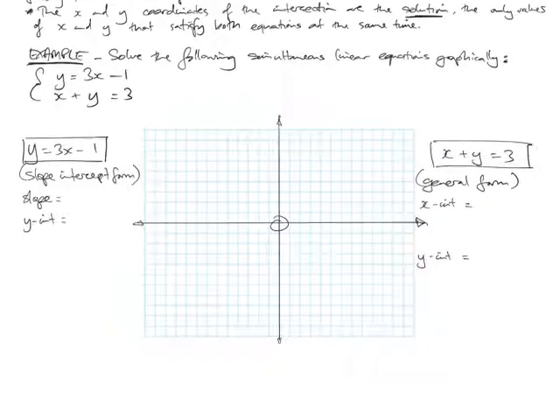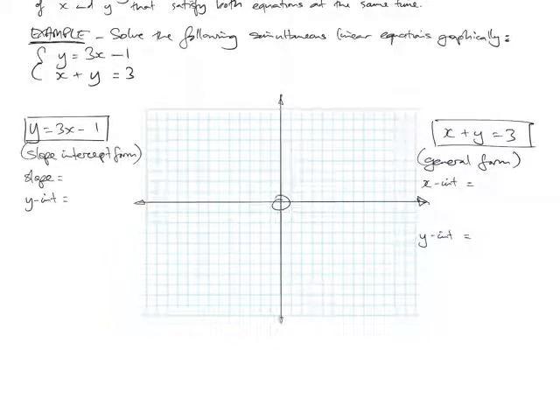So let's see how this works live here. Got an example. Solve the following simultaneous linear equations graphically. So we're being forced to do it using the graph. You've got y is equal to 3x take 1, and x plus y is equal to 3.